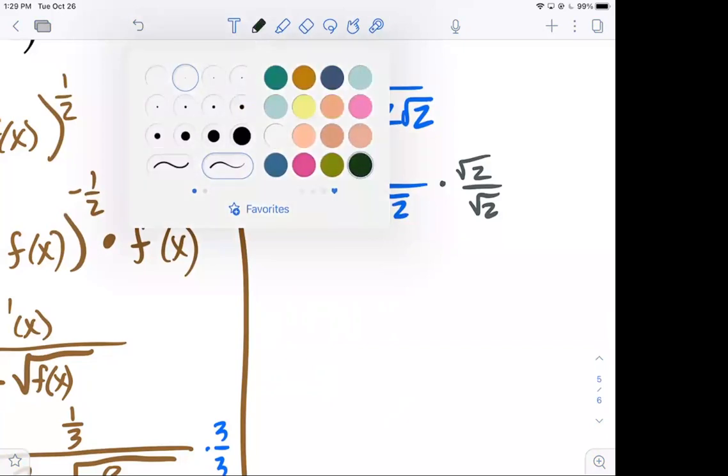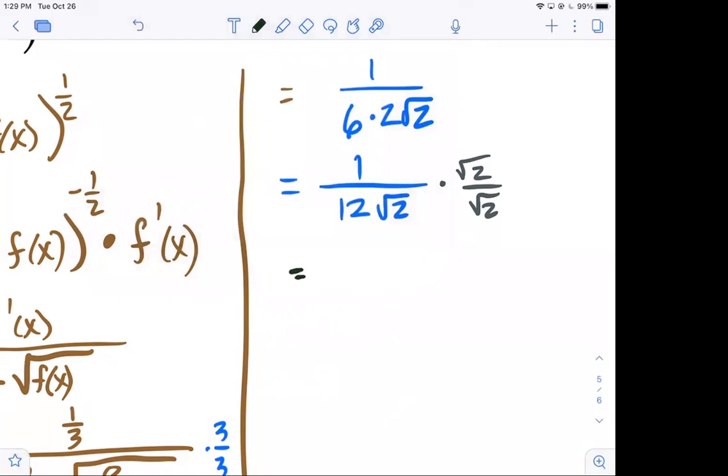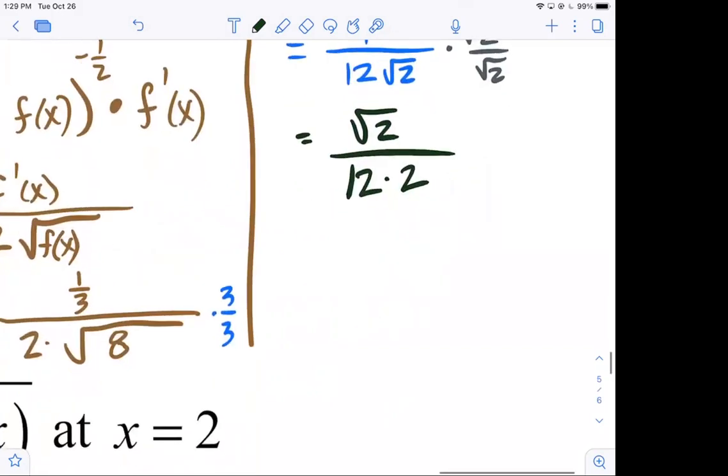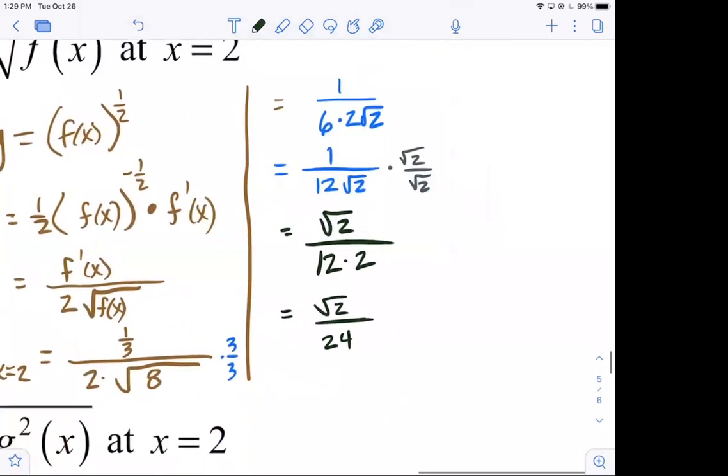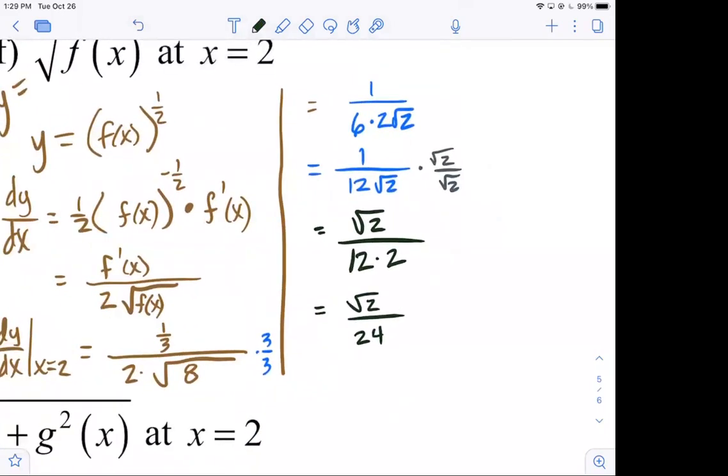How about dark green? We end up with 1 times square root of 2, that's square root of 2 all over 12 times square root of 2. Square root of 2 times square root of 2 is 2. And then we end up with the square root of 2 over 24. So any of those final numeric answers are good for the free response, but there's really no incentive to go anywhere past that first beefy brown numeric answer on a free response.